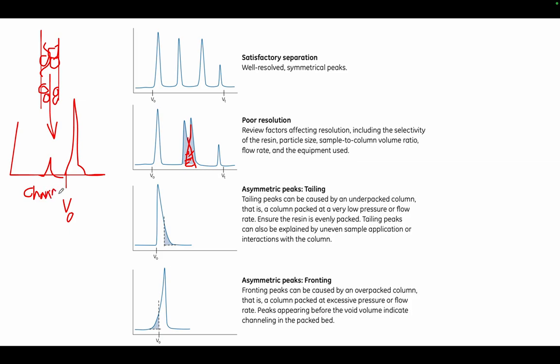And again, all of these peak issues are caused by improper packing of the column. Okay? So if we start seeing things like this, then maybe you should take out your resin and pack your column again.